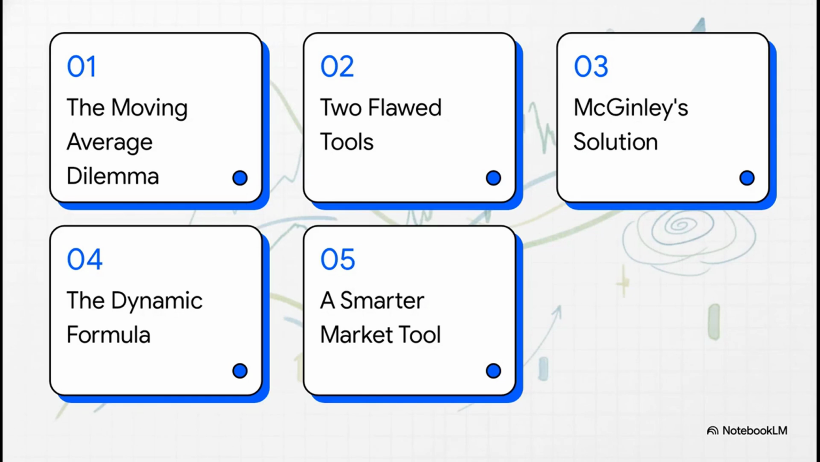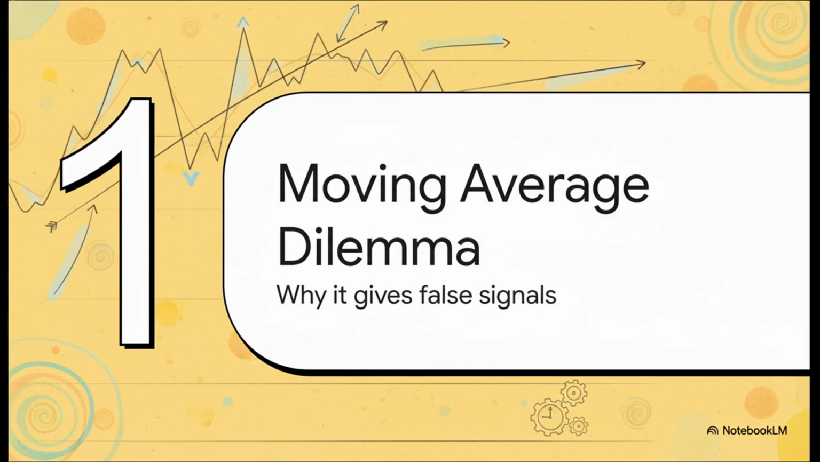So, here's the game plan. We'll start with the moving average dilemma, the core problem. Then we'll look at the two flawed tools most of us use. After that, we'll get to the good stuff, McGinley's Dynamic solution. We'll even take a quick peek at the formula behind it, and then wrap up by seeing why it's such a smarter tool for the markets today. Let's do it.